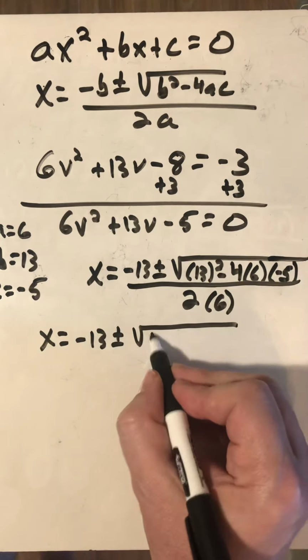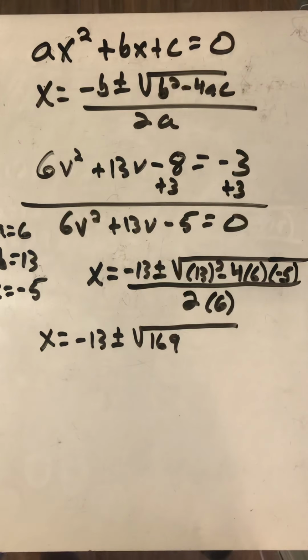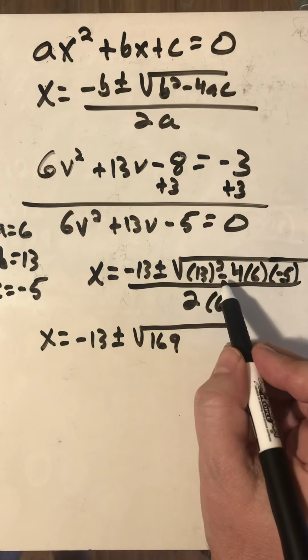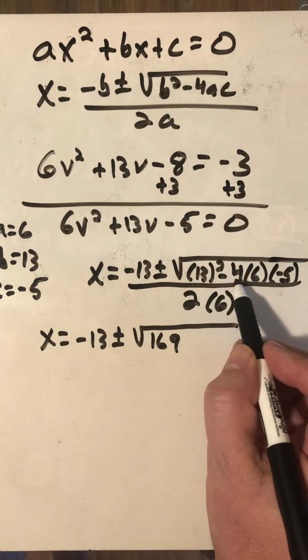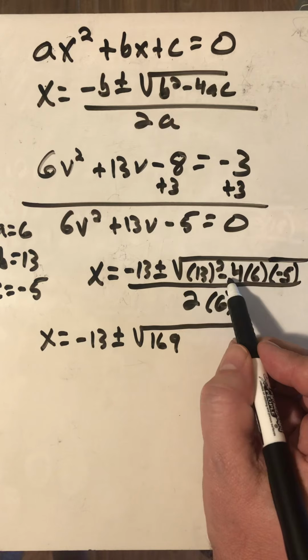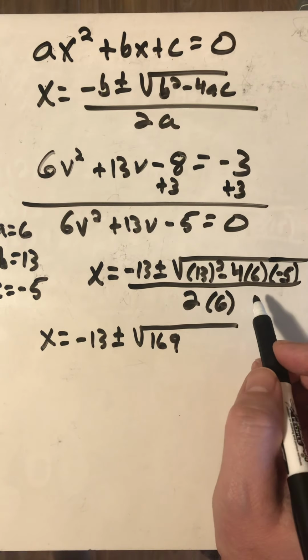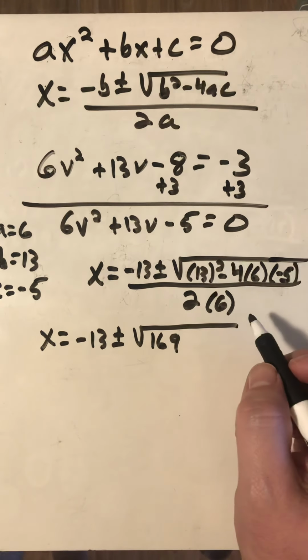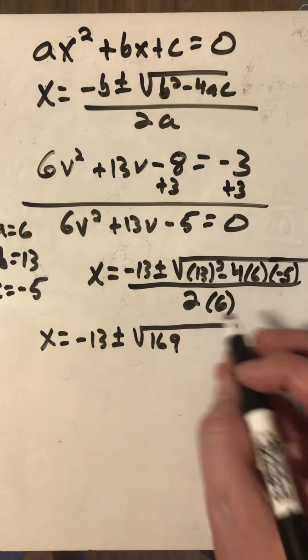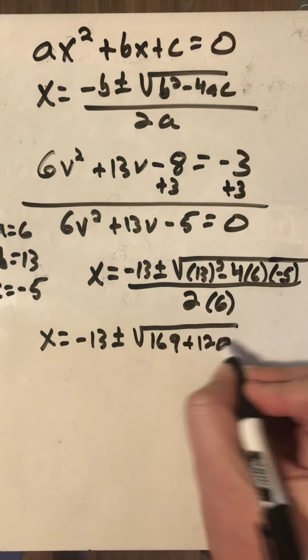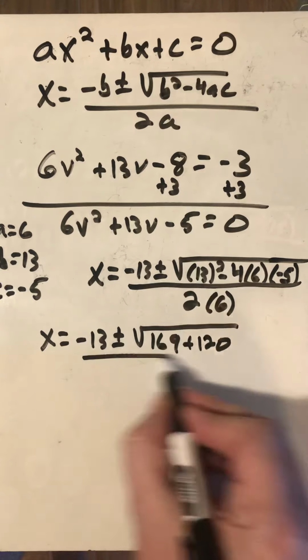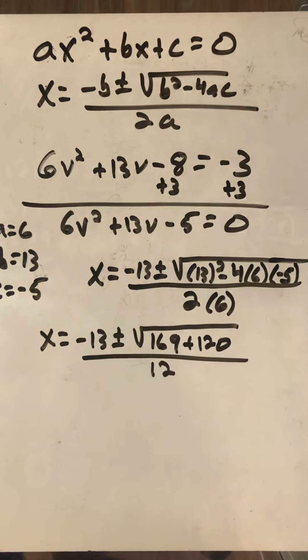13 squared is going to be 169. And then realize that you're going to have a double negative here. So you got minus 4 times 6 times negative 5. The negative 4 times negative 5 is going to become positive 20. And then 20 times 6 is going to be 120. So this is going to be plus 120 because you got a double negative there. All of that is going to be over 12.